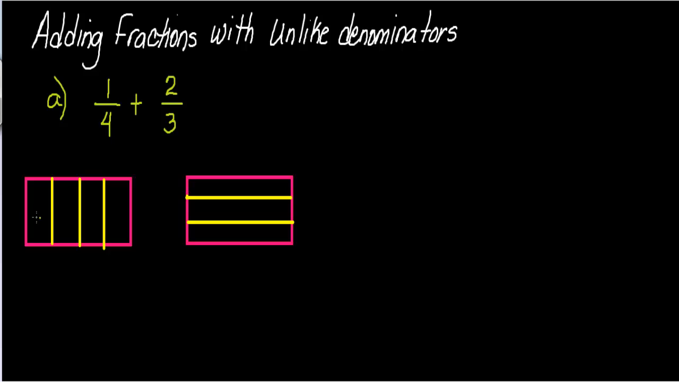I can't add a piece that's smaller than the other one and say I have two pieces. They're not the same amount. They're not the same size. Okay, so I have to make them equal.